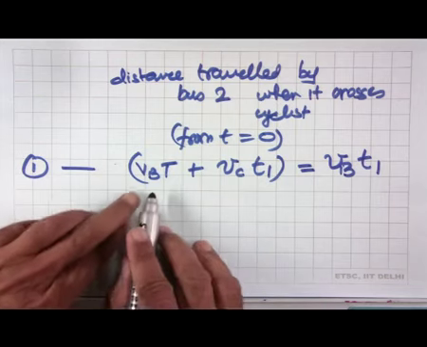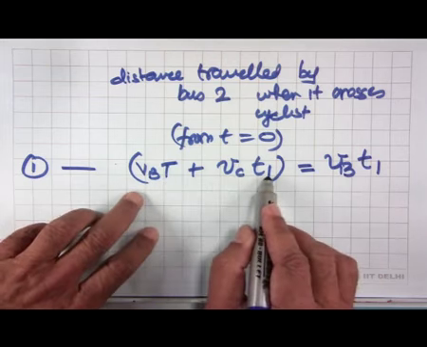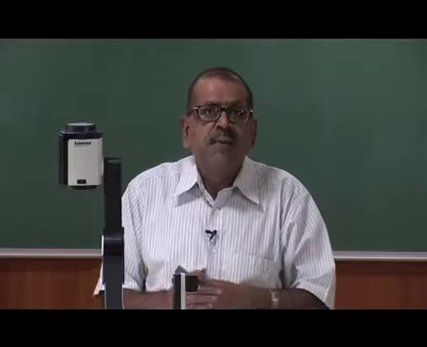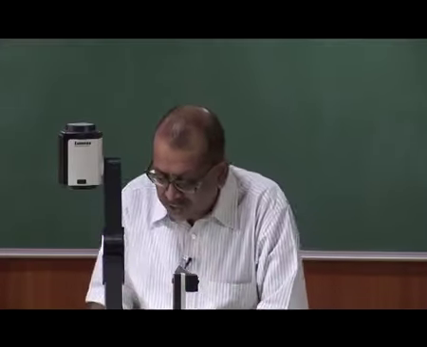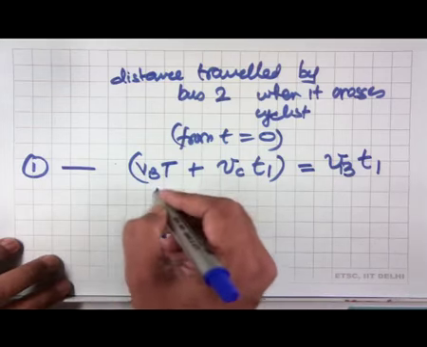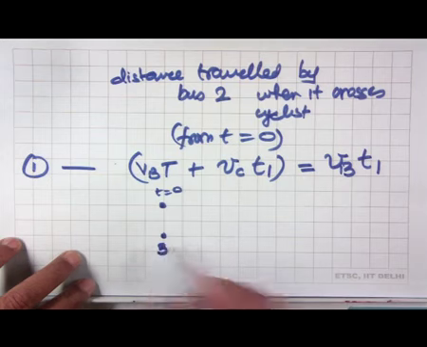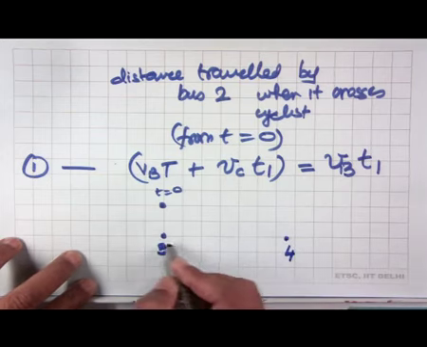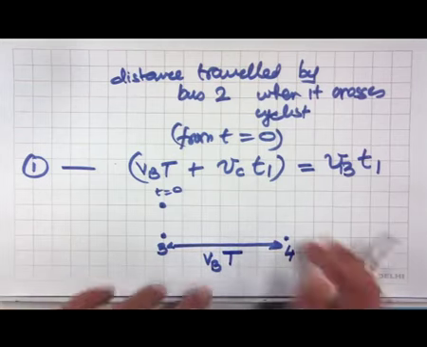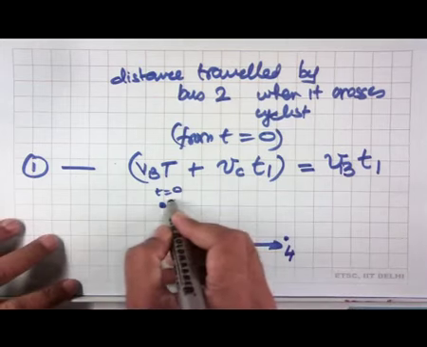Now, if we look at this relation, there are two unknowns, Vb and T. Vc is given to us, t1 is given to us. So, in this relation we have one equation but two unknowns. We need one more equation, and for that we look at the buses travelling in the reverse direction. Let us say at t equal to 0, bus number 3 has just crossed the cyclist, and there is a bus number 4. This will be at a distance of Vb times T behind bus number 3. The cyclist is moving like this.